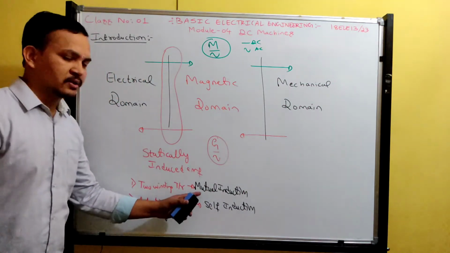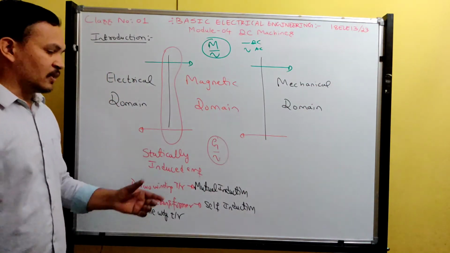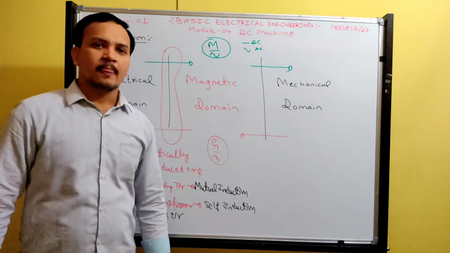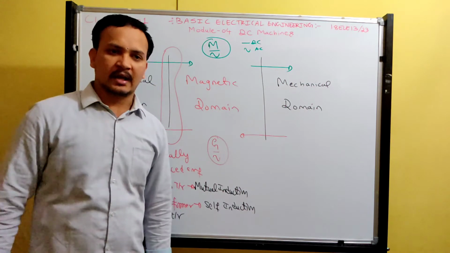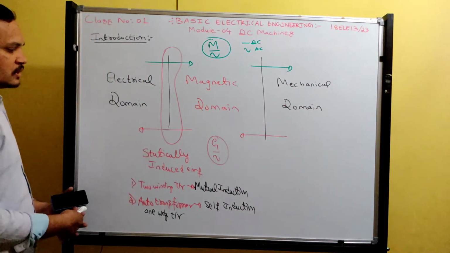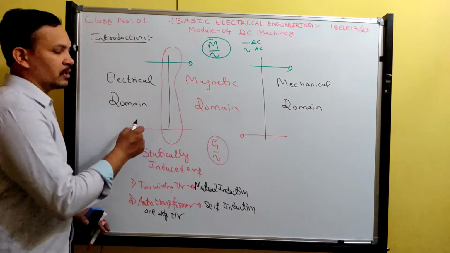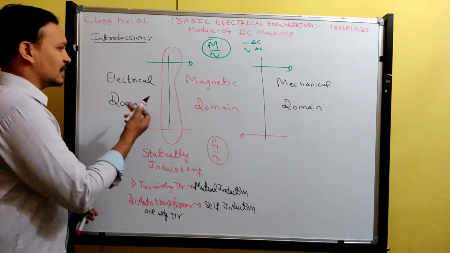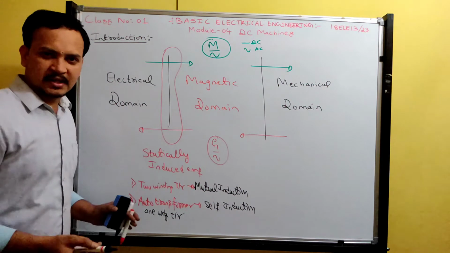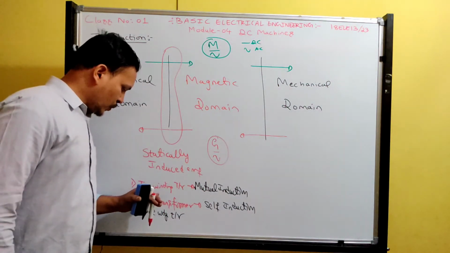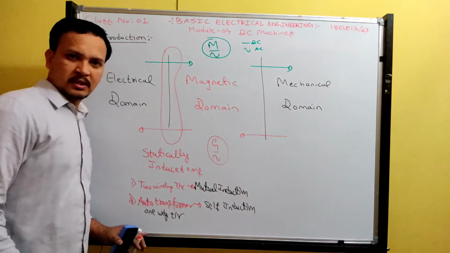So what do you mean by mutual induction? Whatever flux is produced in one coil will also link with the neighboring coil. That is called mutual induction. Therefore, a transformer is a static device. In a static device, what are the domains present? Only the electrical and magnetic domains will be present. Okay. What about the remaining machines? Transformers, two winding and auto transformer, are over.